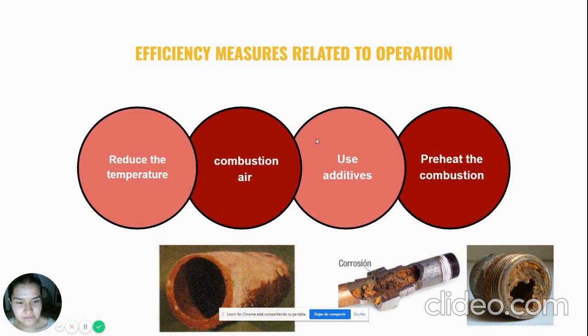Efficient measures related to operation. Reduce the temperature of the combustion gases as much as possible. Avoid corrosion with acid formation. Carry out combustion with the minimum amount of air compatible with the environmental conditions of the facilities. Use additives that prevent incrustations in the water pipes and equipment that hinder the transmission of heat. And preheat the combustion air in the combustion process.